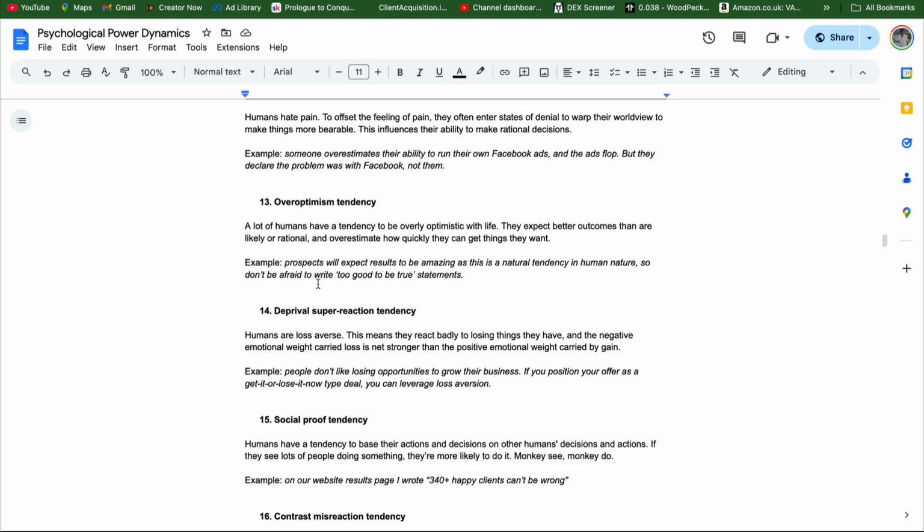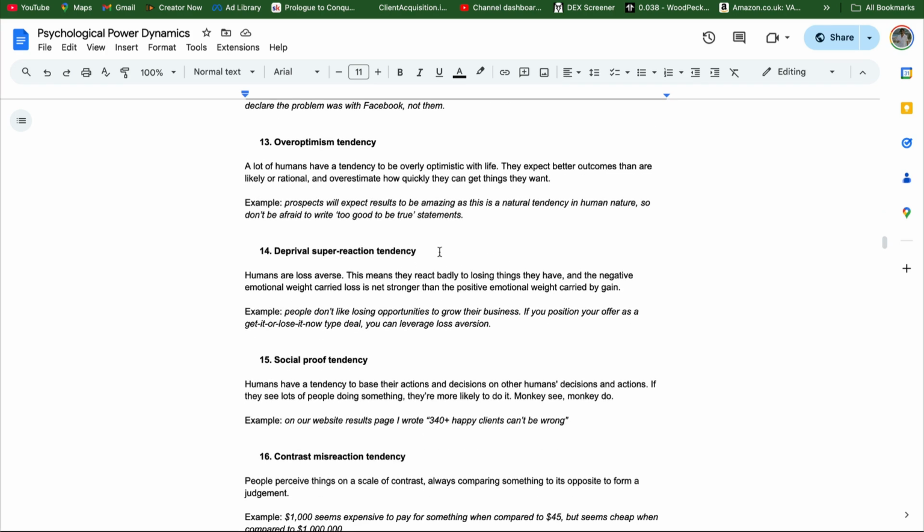And so another example is prospects will expect results to be amazing, as this is a natural tendency in human nature. So don't be afraid to write too good to be true statements, okay?